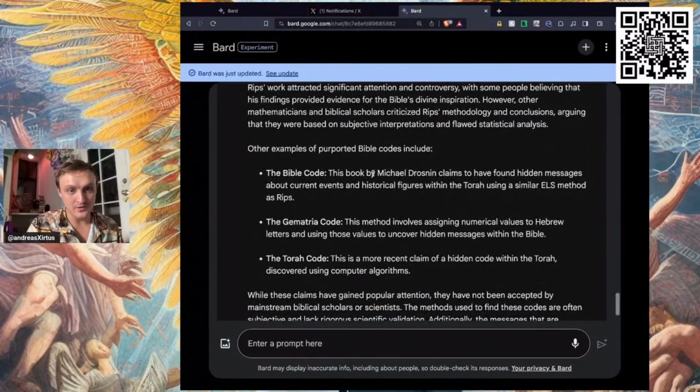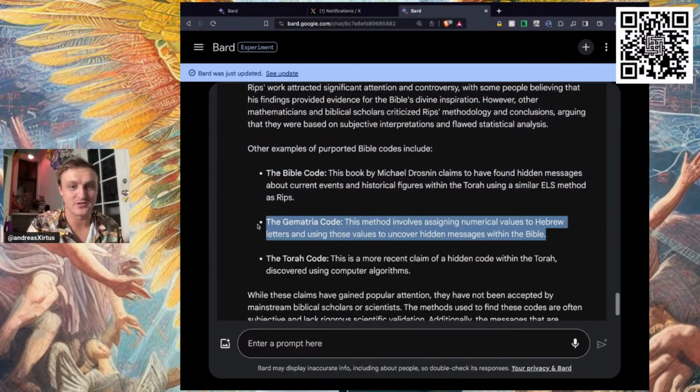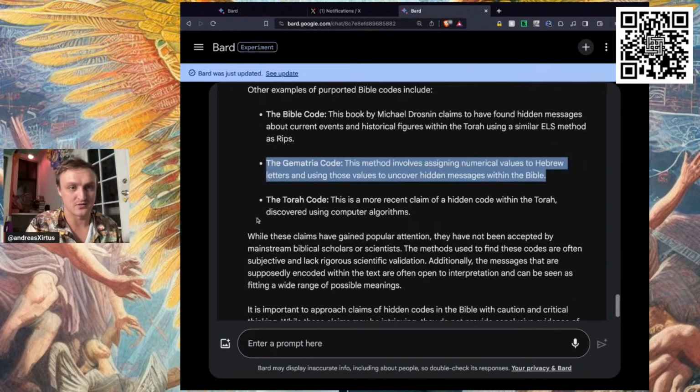The Bible Code, Michael Drosnin claims to have found hidden messages about current events. Nostradamus did this as well. The Gematria Code, of course, is the method that involves assigning numerological values to Hebrew letters and using those values to uncover hidden messages within the Bible. This is actually more legit than it sounds. If you've seen Pi, there's more to that.